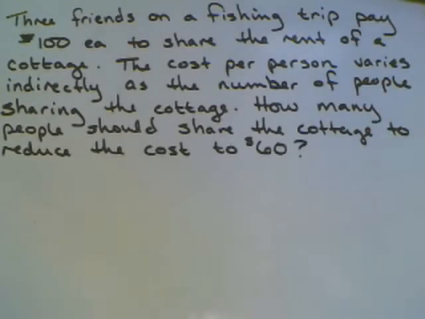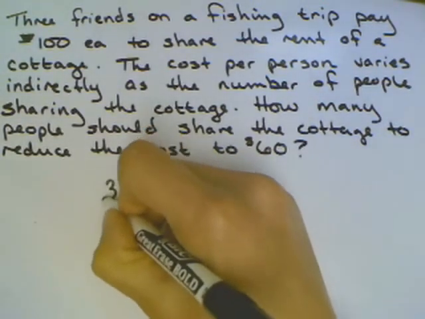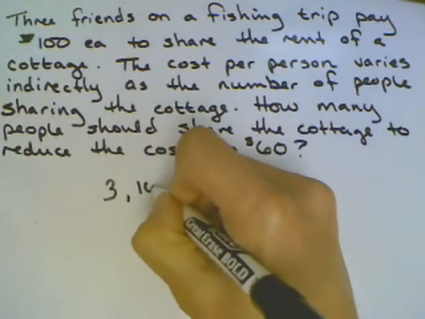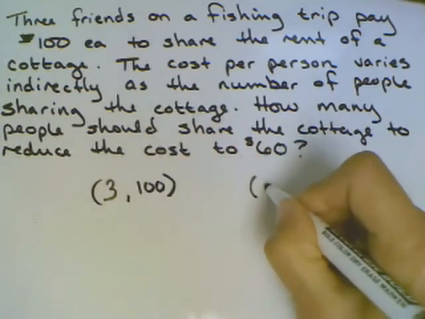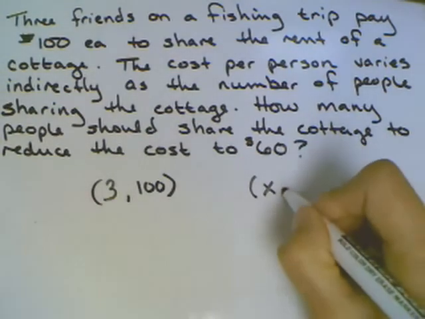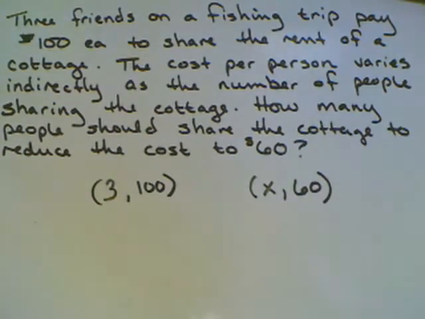Three friends on a fishing trip pay $100 each to share the rent of a cottage. The cost per person varies indirectly as the number of people sharing the cottage. How many people should share the cottage to reduce the cost to $60? What I want to do here is create two sets of ordered pairs. I know that 3 relates to 100. So I'm going to let this be my first set of ordered pairs. And I want to know what value, x, would relate to 60.